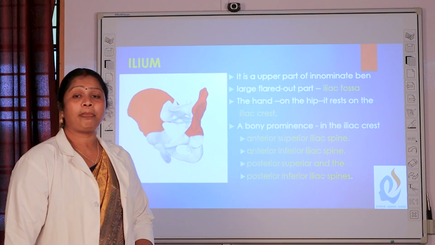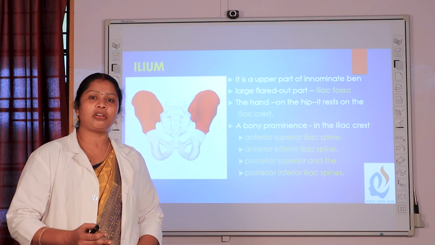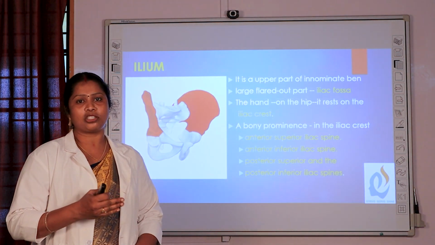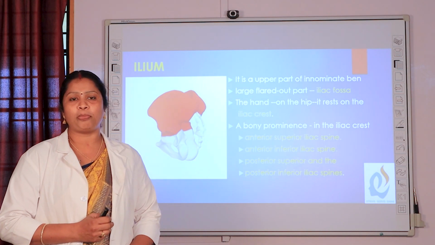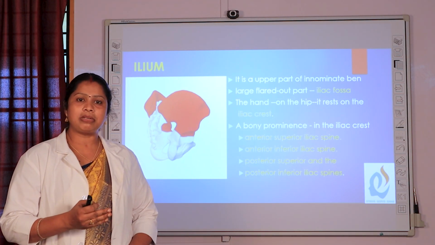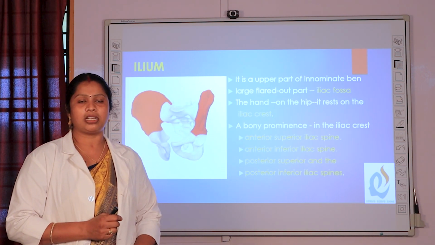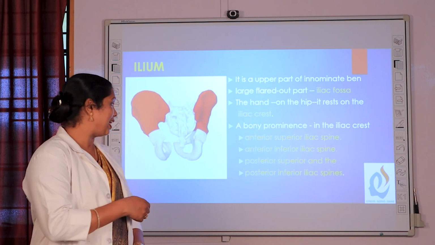When hands are placed on the hip, the hand rests on the iliac crest. In front of the iliac crest, there is a bony prominence called the anterior superior iliac spine. Just below the anterior superior, one more bony prominence is present. It is called the anterior inferior iliac spine. Similarly, at the back side of the innominate bone there are 2 more bony prominences, called the posterior superior and posterior inferior iliac spine.